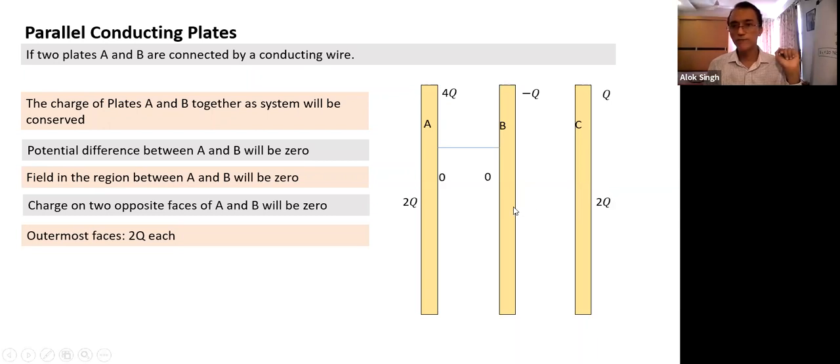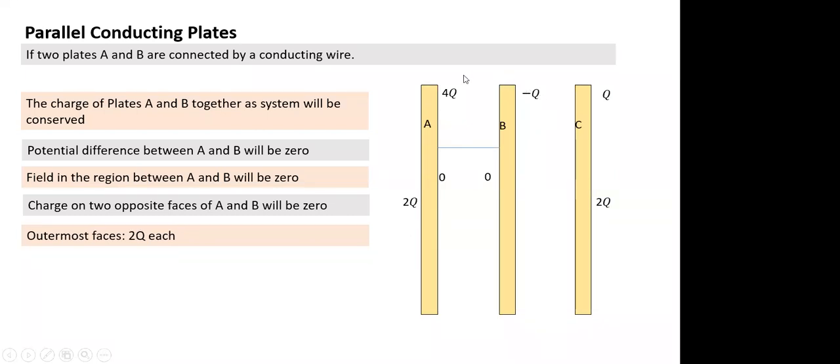Now only two surfaces are left. Can I mark the charge here? How do I calculate the charge here? Somebody may think, okay, this is 0, this is minus q, and the total has to be minus q, so this charge also has to be minus q. Is that a correct conclusion? No. It should be Q, sir.